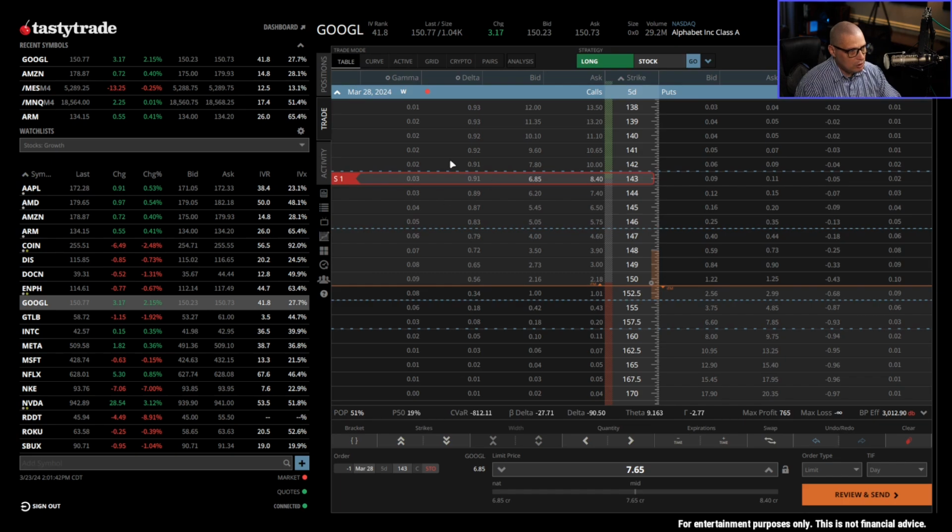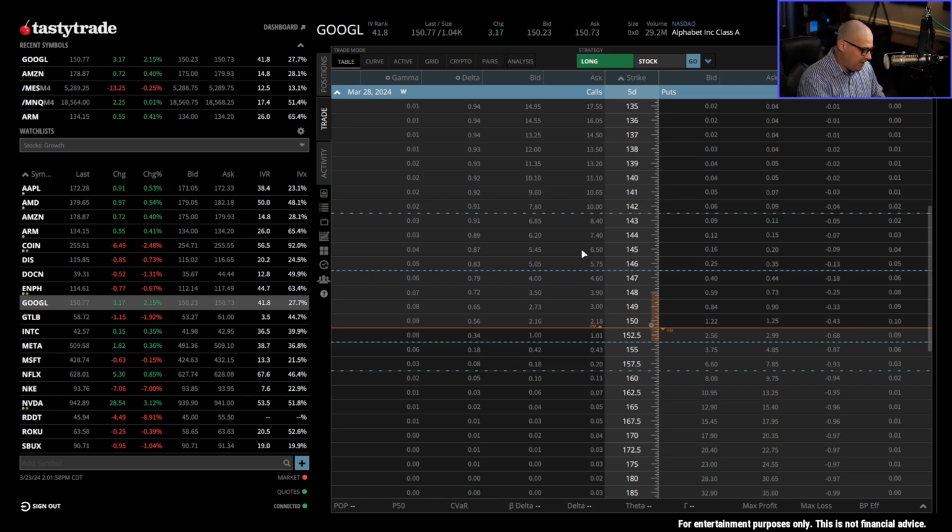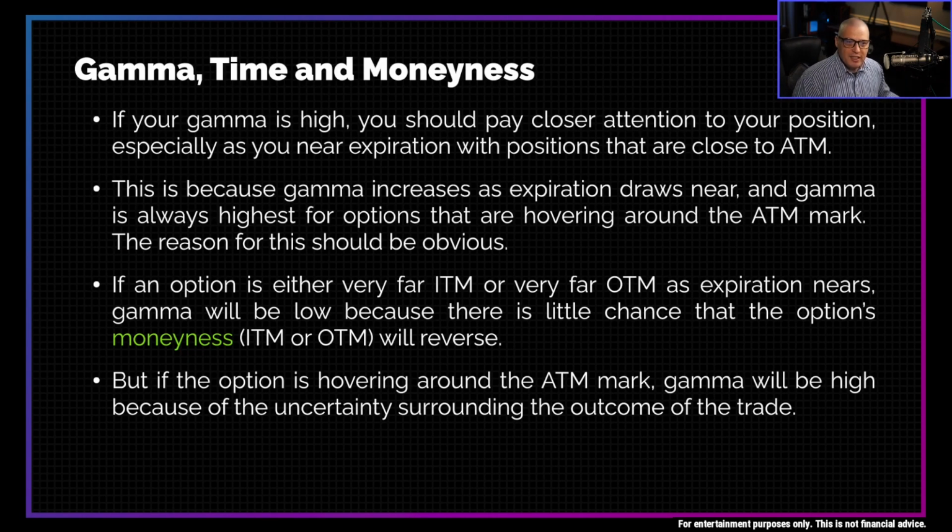And the reason gamma is so low all the way out here is because this option really only has about a 9% chance of actually becoming in the money, right? So there's really not much chance of that option reversing its moneyness, and that is what you need to pay attention to. Really, gamma is only something you need to worry about if you're holding an option very late into an option cycle. If you just have a few days left in an option cycle, gamma is really going to start ramping up. And if some of the options you hold are hovering around that at the money mark, gamma is going to be very high.